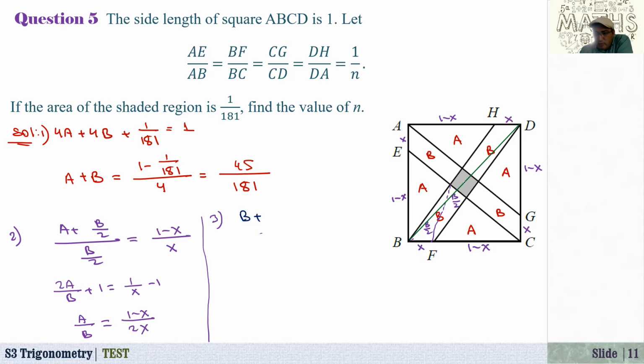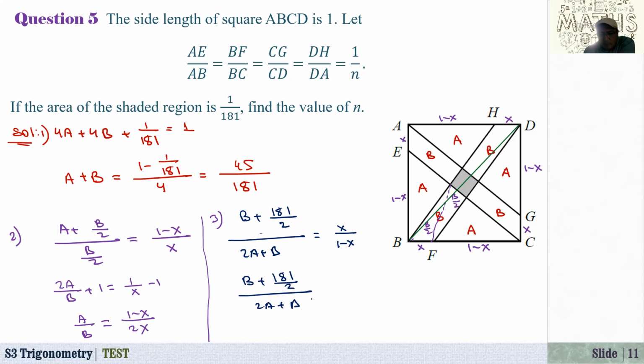b plus half of 181, the shaded region, 181 over 2, over, and that's equal to 2a plus b. That is 2a plus b. On the right hand side, that's equal to, it is again x over 1 minus x. Okay, so what is x over 1 minus x? x over 1 minus x is equal to b over 2a. Now from here, b plus 181 over 2 over 2a plus b. That's equal to x over 1 minus x is equal to b over 2a.